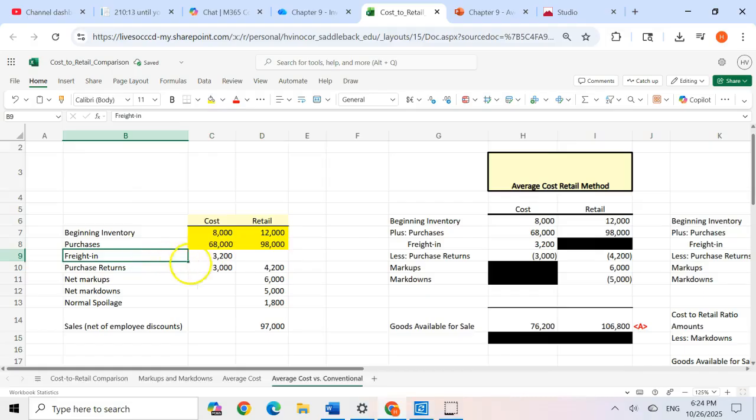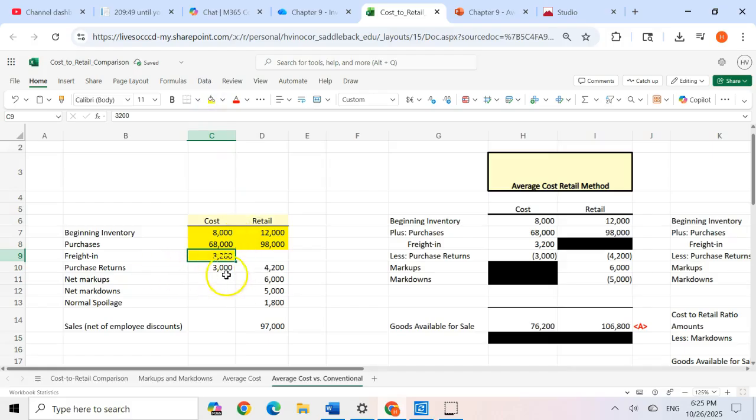Next, we have freight in. Freight in increases our cost of inventory. It does not affect the retail amount, because we're not going to mark up our freight in. So really, freight in just goes under the cost. It increases the cost column.